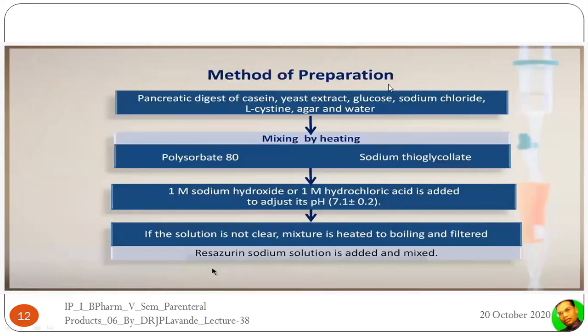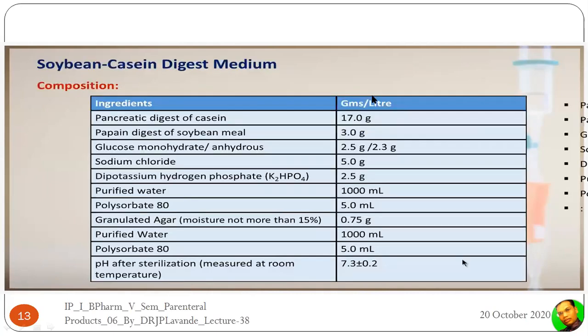In order to prepare the fluid thioglycolate medium, we have to take the ingredients: pancreatic digest of casein, yeast extract, glucose, sodium chloride, L-cysteine, agar, and water. We mix them by heating with the polysorbate 80 and the sodium thioglycolate. Then 1 molar sodium hydroxide or 1 molar hydrochloric acid is added in order to adjust the pH to 7.1 plus or minus 0.2. If the solution is not clear, the mixture is heated to boiling and filtered. Then the resazurin sodium solution is added and mixed. So this is the method by which we can prepare the fluid thioglycolate medium.